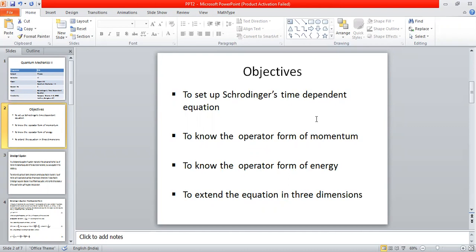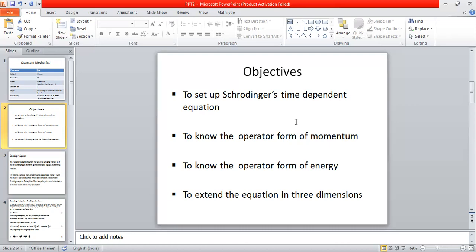Now, in this second session, our objectives are to set up Schrodinger's time-dependent equation. There is a fundamental equation associated with the wave function with respect to every physical system. And such equation is what we call the Schrodinger's equation. There are two forms of the Schrodinger's equation: time-dependent equation and time-independent equation. So in this session, we shall try to understand how to set up Schrodinger's time-dependent equation. About the time-independent equation, we shall discuss in the next session. This is the major objective of this particular session.